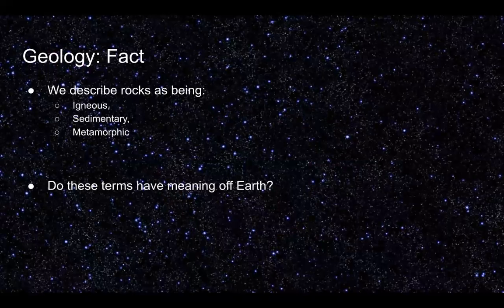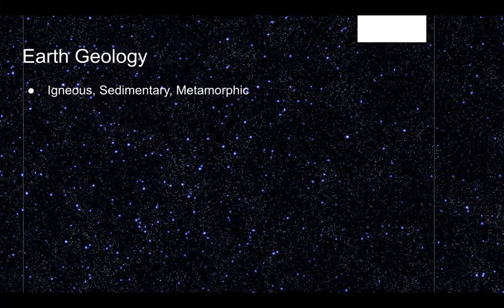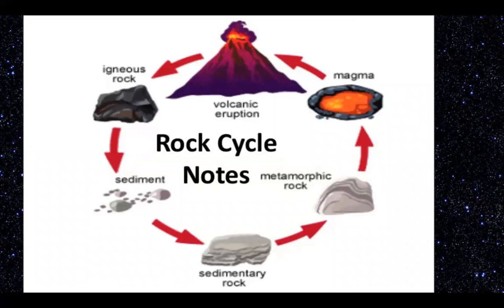So, given that all planets and material in the solar system have a common origin, on the Earth we describe rocks as being of three types: igneous, sedimentary, metamorphic. So you have to then ask, do these terms have any meaning off the Earth? In the process of the main rock types on Earth, you have volcanic eruptions. You then find that the lava cools and becomes igneous in nature. Lava that's intruded into the Earth is similarly igneous.